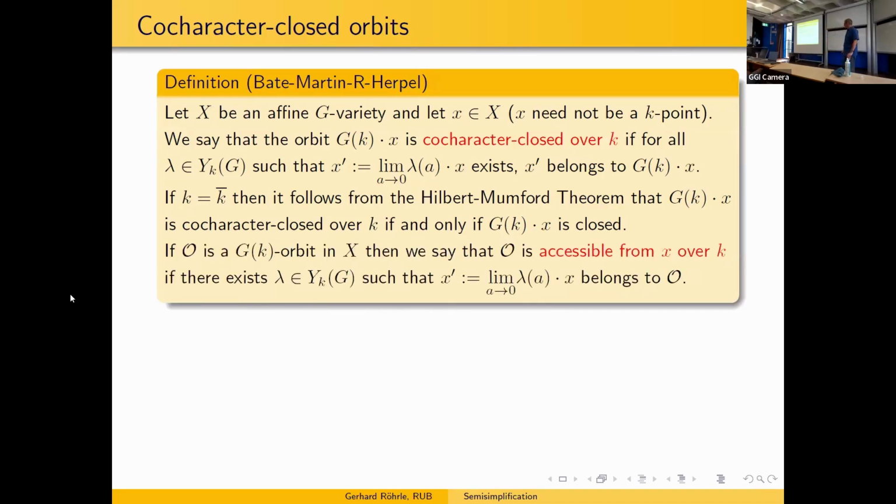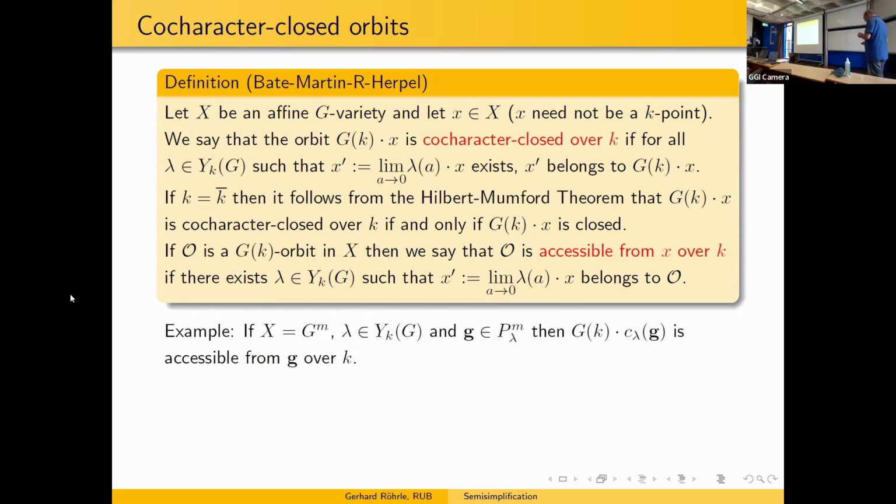And I'd say that an orbit is accessible from X. A rational orbit is accessible from X over K if there exists a K-defined co-character such that the limit exists and that limit point belongs to this rational orbit. So I can actually get to it. So what good is that? It sounds like a lot of extra words just to mimic Hilbert-Mumford, and you'll see it. So what's the example?